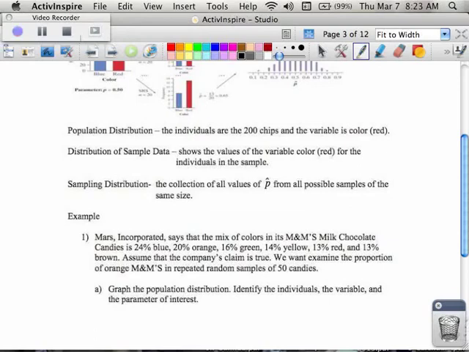A population distribution, in this particular example that we saw up there with the different graphs, was the individual 200 chips. The distribution of the sample data was showing the value of the variable color. In our case, it was red that they were talking about for each of the individuals. The sampling distribution was the collection of all of the proportions. So that was the graph all the way far to the right. And all the samples have to be the same size. Just like when they're talking about a geometric distribution, you might have noticed on your test that they ask questions about that. Don't forget the probability, the proportion, the area, whatever you want to call it, always has to be the same.